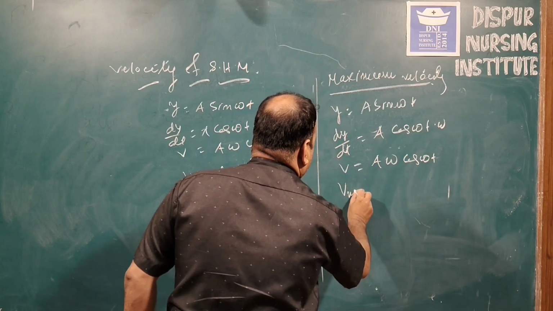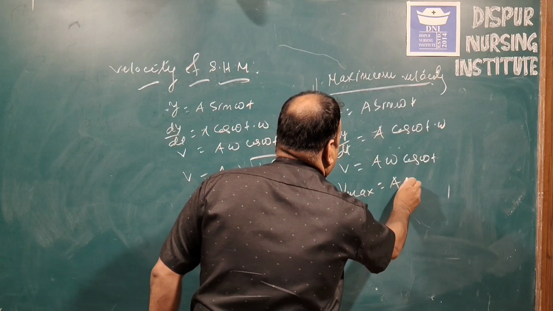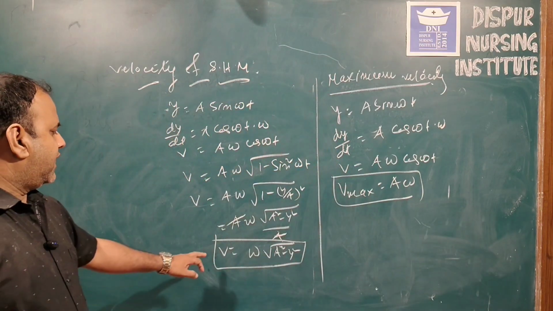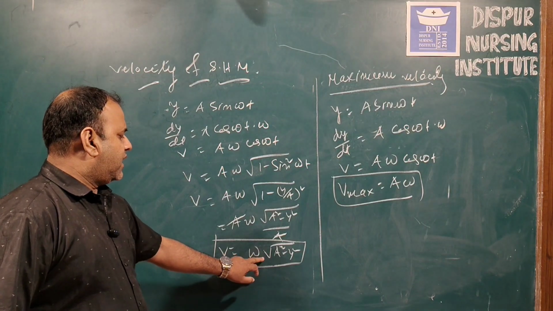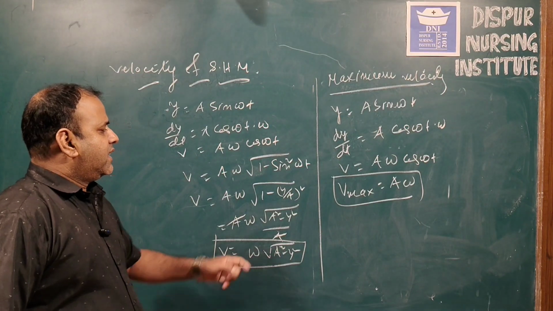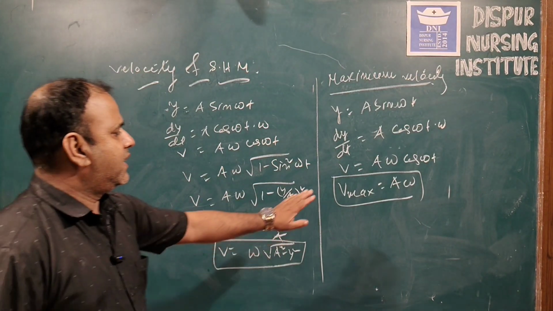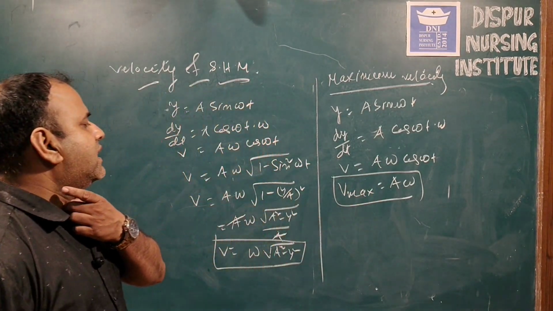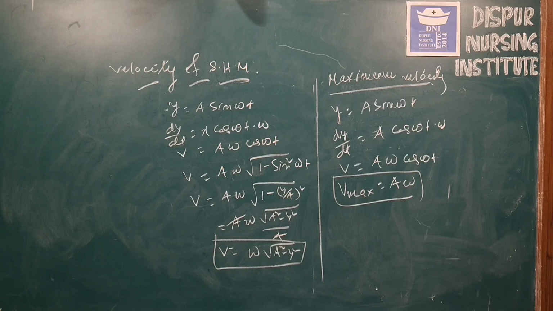So when we are talking about the maximum, it will be a omega. So this is the relation. You remember here v is equal to omega under root a square minus y square, and here maximum velocity is a omega. Here a means amplitude and omega is your angular frequency.